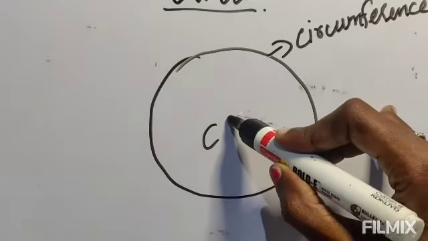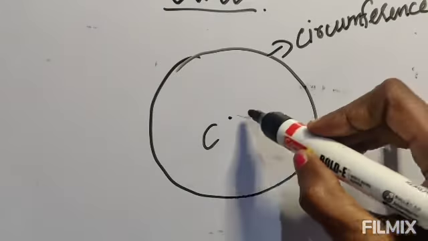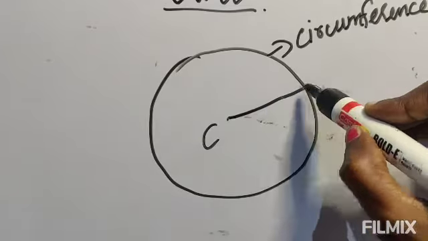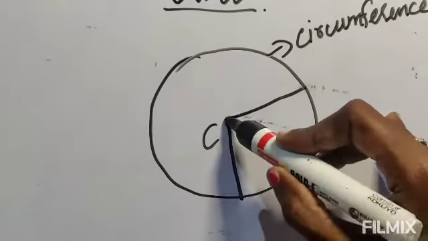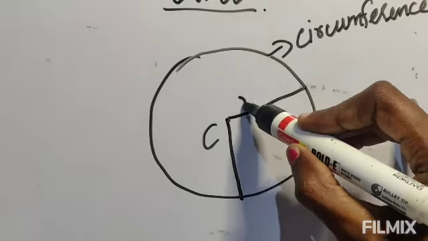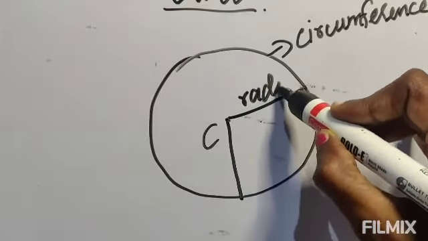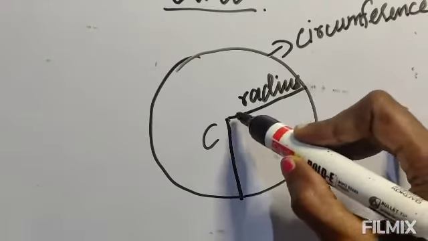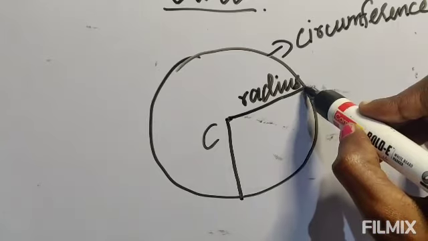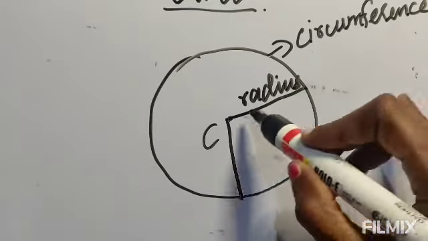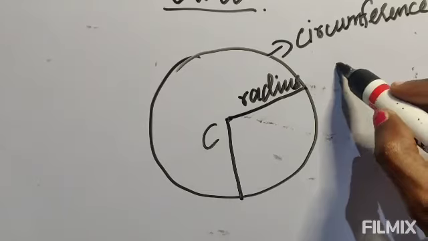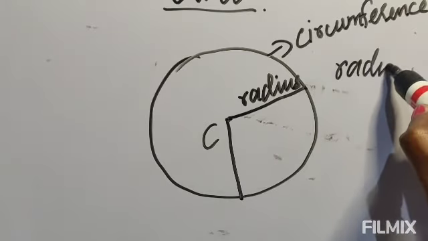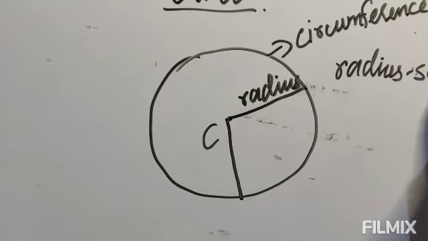Again, from the center to any point on the circle, anywhere you can keep a point and join it to the center, this is called the radius. So the distance between the center and any point on the circle is called the radius. Radius is singular.